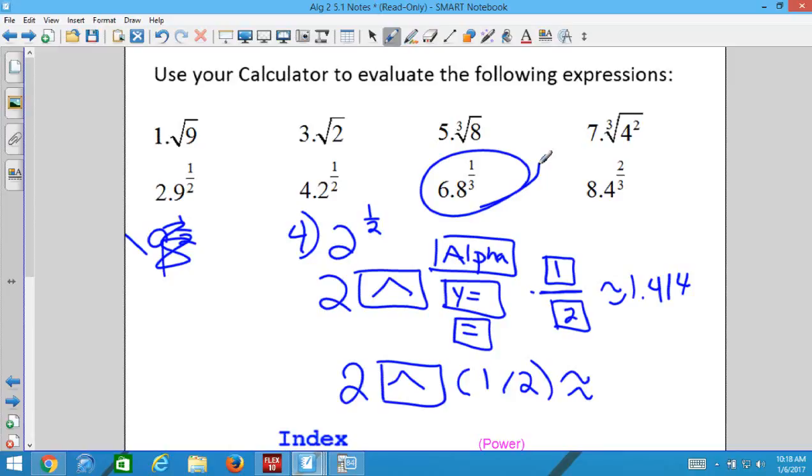You should get 2. If you typed it incorrectly, you won't get 2. Type in 8 to the 1/3. Now, there's only one of me. If you're all the way on the other side, and I'm not right next to you, and you can't ask me a question, ask somebody near you, because they might be able to help you too.